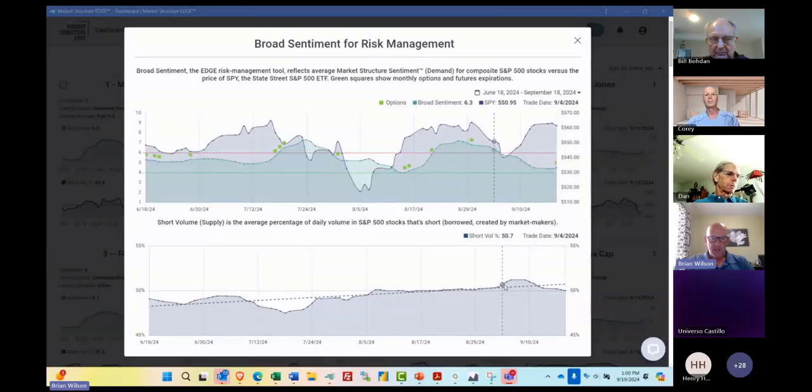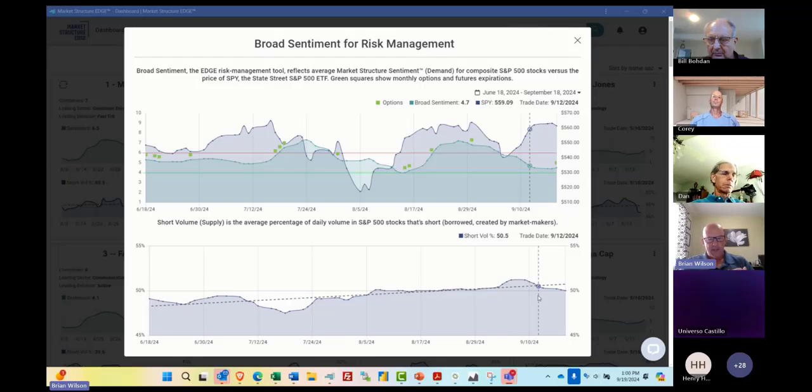So what we're looking at, and this is an average then of the S&P 500, is what we call short volume. The easy definition that I use in my head is borrowed shares. The market as a whole, believe it or not, has about 50% of trading that comes from borrowed shares. That's roughly the average in the S&P 500 over the last year.